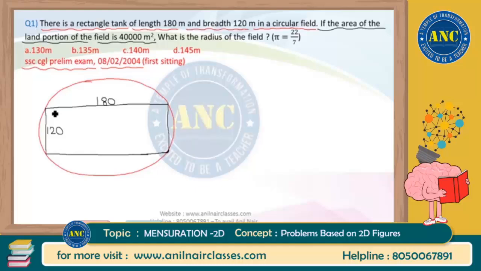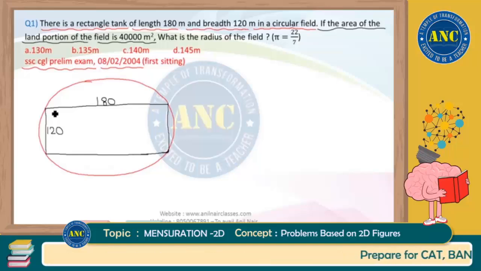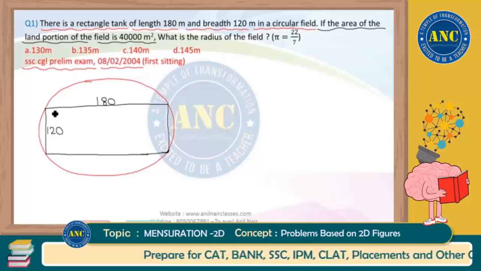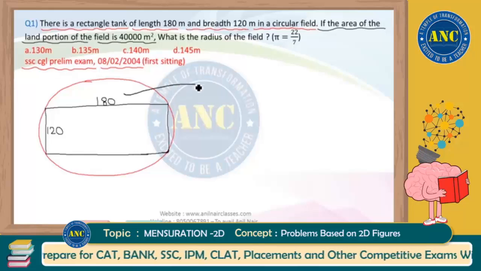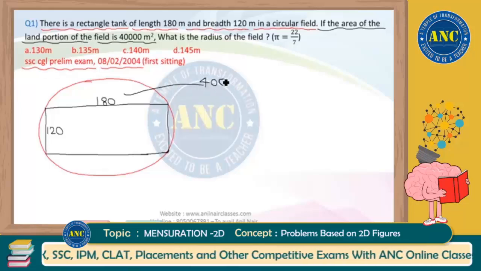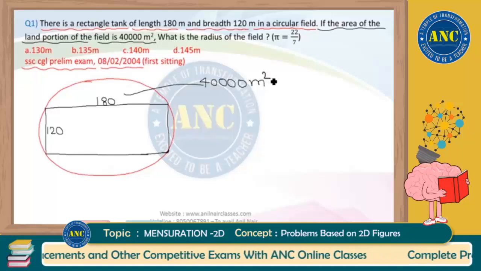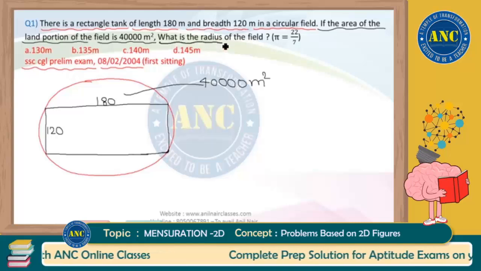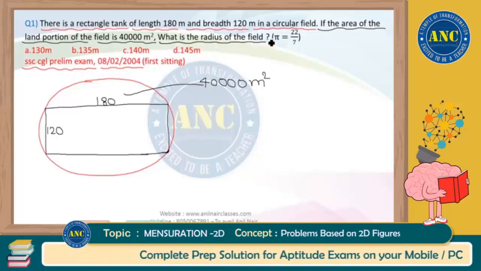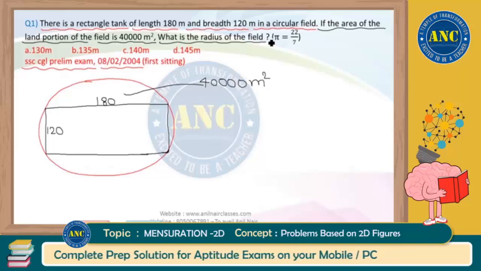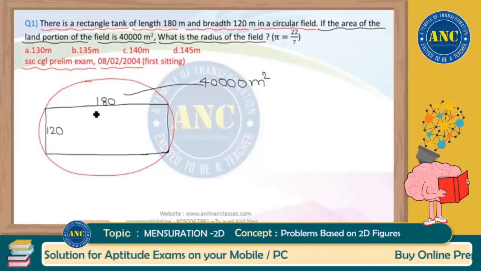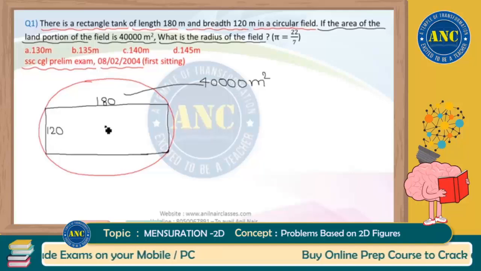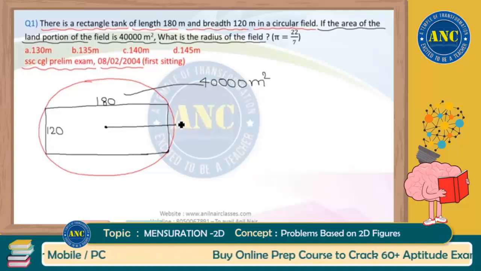So the rectangular tank, the area represented in black color, is not a land portion. That means the area of the land portion, the free area where nothing is occupied, is given as 40,000 meter square. And your question is, what is the radius of the field? You need to find the radius of the circular field, or in other words, the radius of the circle.